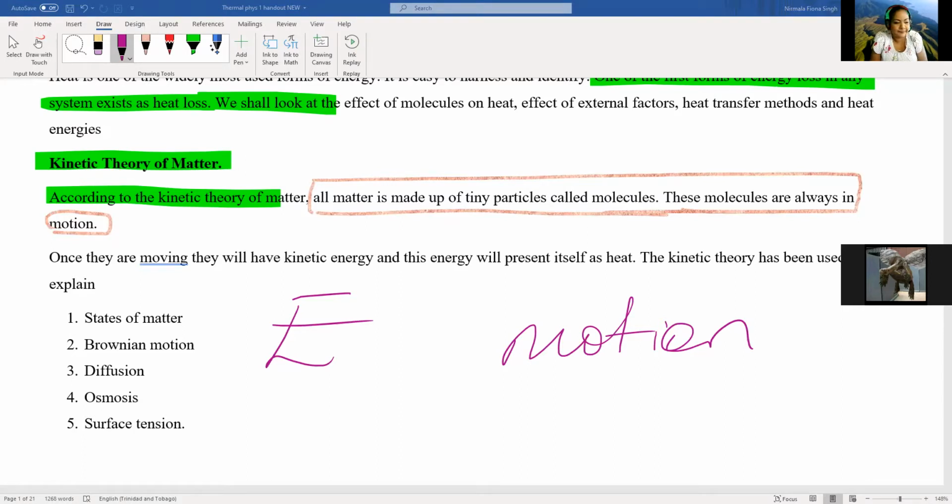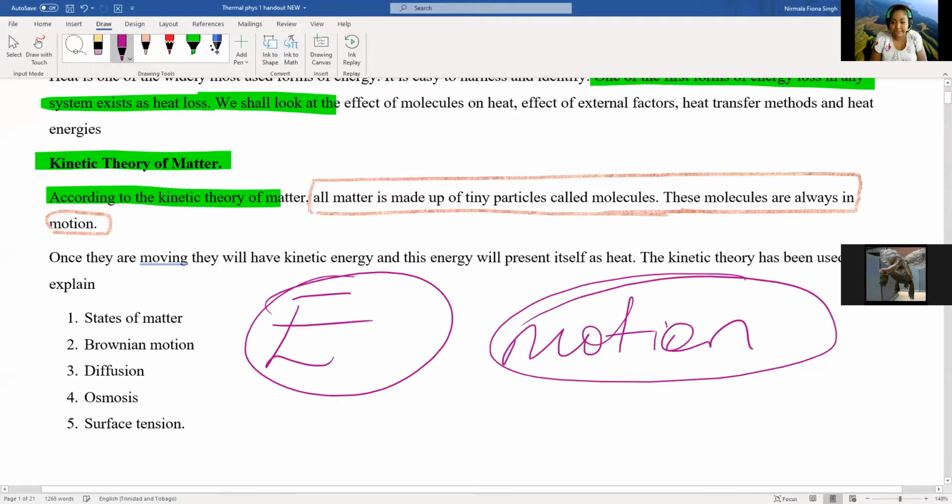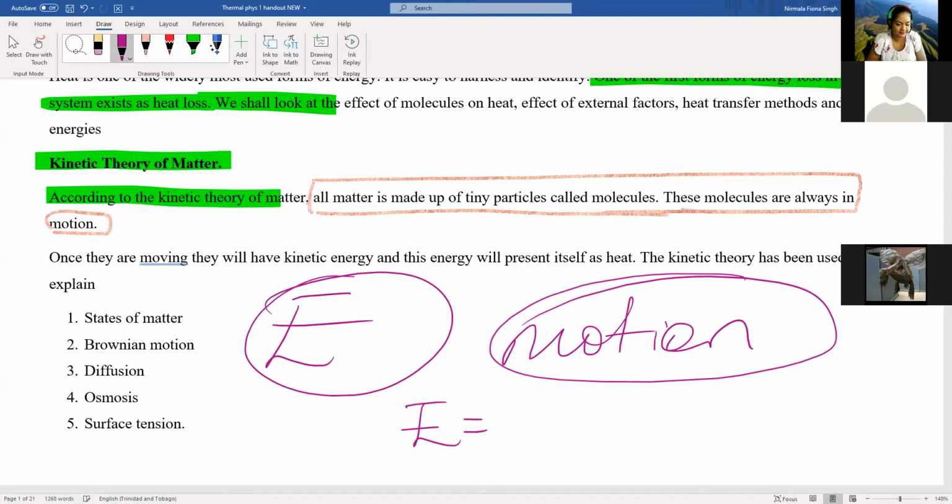Anybody? How do you think energy is related to motion? There's an equation that we did in mechanics. E is equal to mc squared. Say that again. Mechanics and atomic physics. You're kind of there.